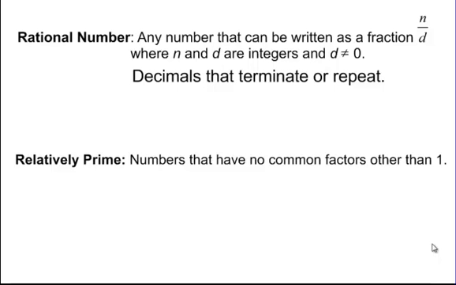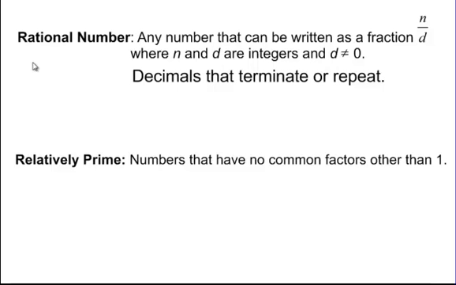Rational number. Well, what is a rational number? And this is kind of a complicated definition, but you'll get the hang of it. It's any number that can be written as a fraction, n over d. And I'll explain what that means in a second. Where n and d are integers and d is not 0. So let's start with that definition.